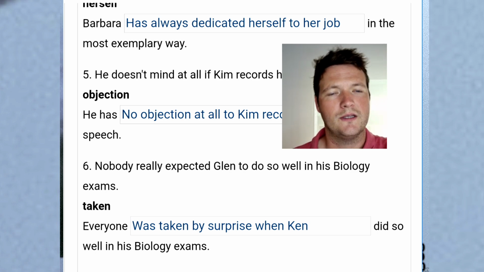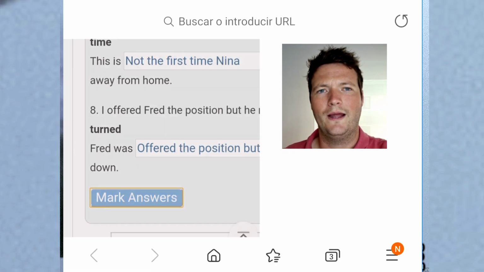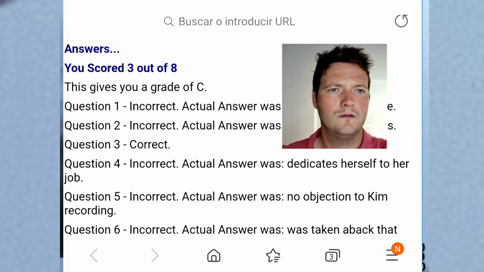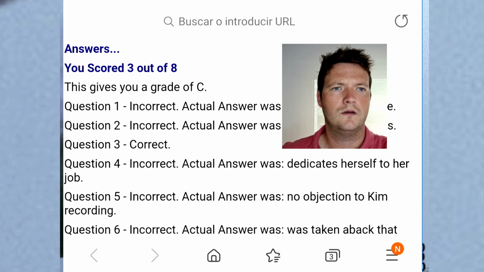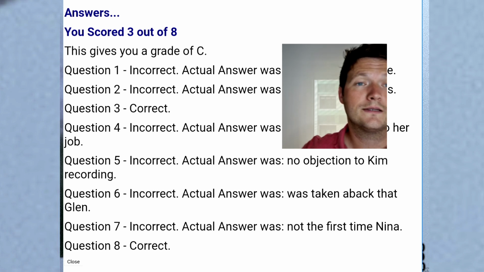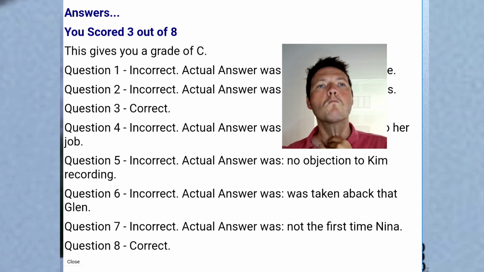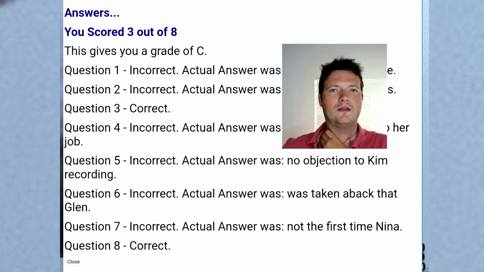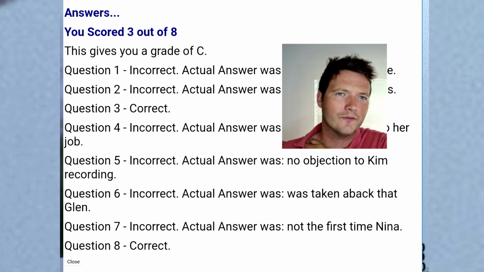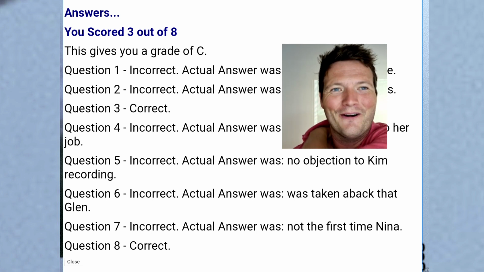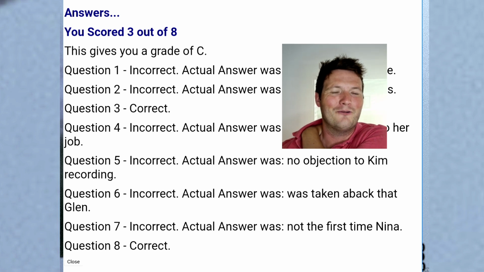I can't really see why was taken by surprise would be wrong. And it says I said "when Ken"; I think it was "when Glenn", no? "That Glenn did so well in the exams." Yeah, I guess that would be correct as well. But again, I don't think mine's incorrect. I think the only thing I've got incorrect there is the name. So fair enough, I would have got 1 point instead of 2.